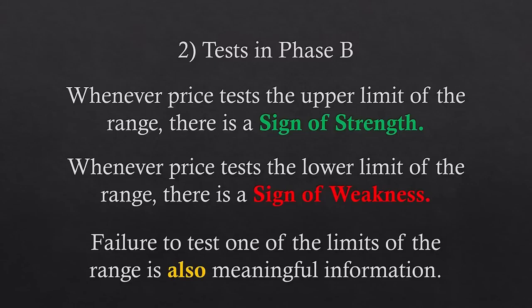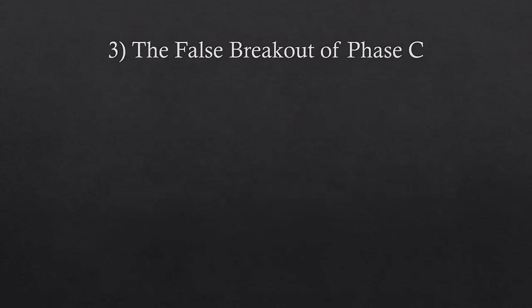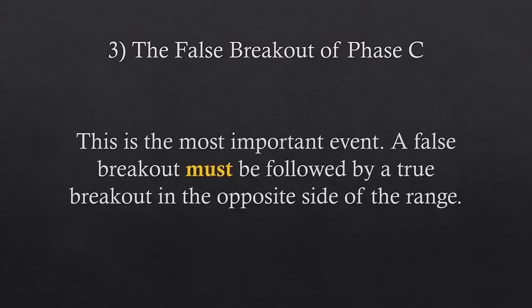Number 3. The false breakout in phase C. This is the most important moment in the Wyckoff method. Recall that a false breakout must be followed by a movement in the other direction that breaks the range and produces a confirmation. Otherwise, we are not talking about a false breakout event anymore.